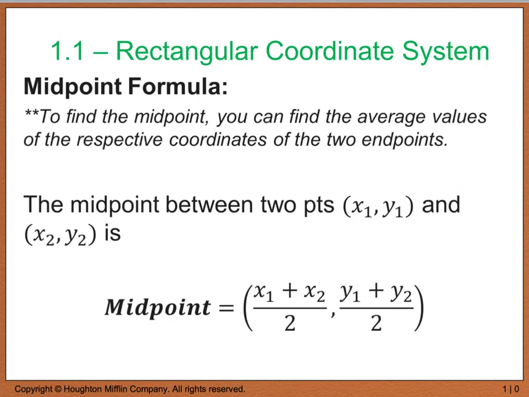Another thing that is important when dealing with rectangular coordinate systems is to calculate a midpoint. Now, if you remember, the midpoint is really finding the average values of two coordinate points. Okay, so the midpoint between the points x1, y1 and x2, y2, if you recall, is x1 plus x2 divided by 2, which is the average of your x coordinate points, and then y1 plus y2 divided by 2, which is the average of your two y coordinate points.